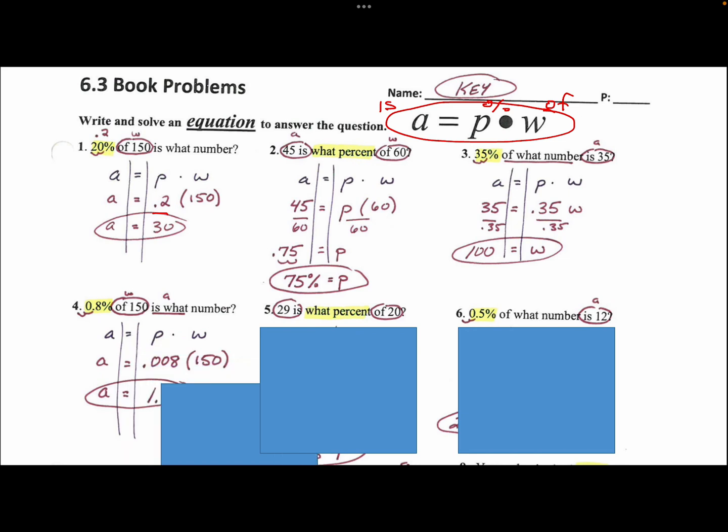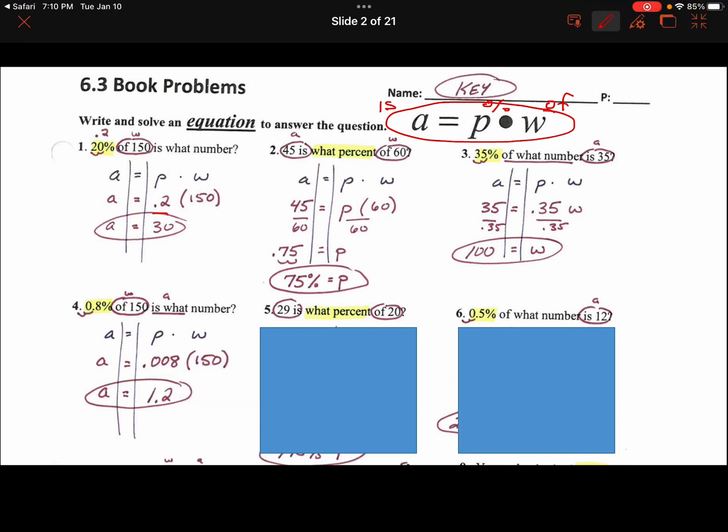Number 4, in most classes I did this with you because I wanted to see that this is a decimal, but it is a percent. It is a decimal percent, and you need to change it into the percent form by moving the decimal 2 to the left. And so you have 8 thousandths, and you were given the W, which is 150. So 0.8 hundredths of a percent, or 8 tenths of a percent of 150 would give you 1.2.